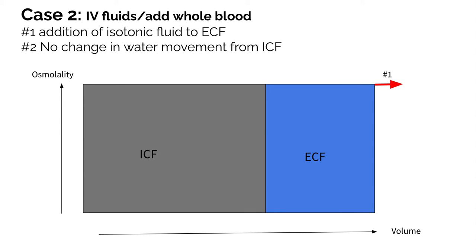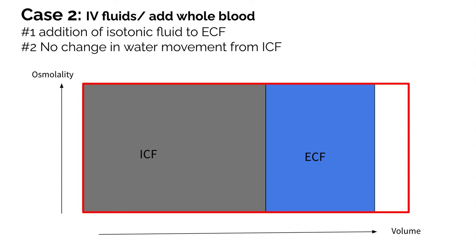So another easy case that we can do is addition of whole blood or giving someone IV fluids. That's an addition of isotonic fluid, right? So in terms of your ECF, your osmolality stays the same. You don't go up, you don't go down. You just expand your volume. So you move to the right and the volume gets bigger. And again, because this is isotonic fluid gain, there will be no changes in osmolality on either side, so the water will just stay where it is. It's not going to move. And that's what our new diagram is going to look like.